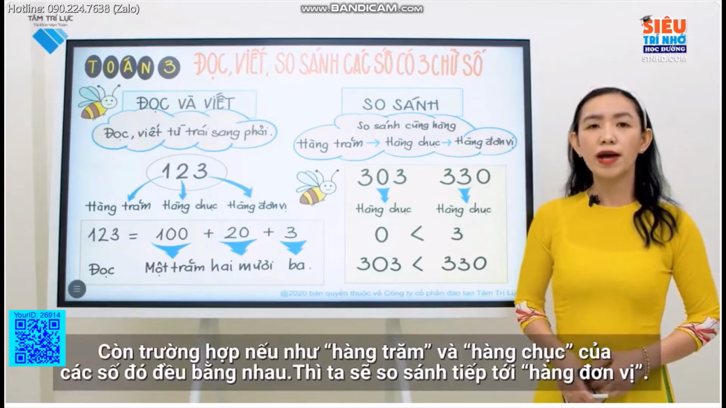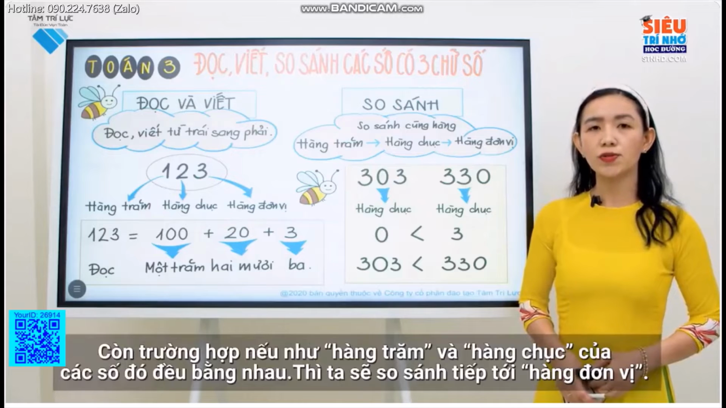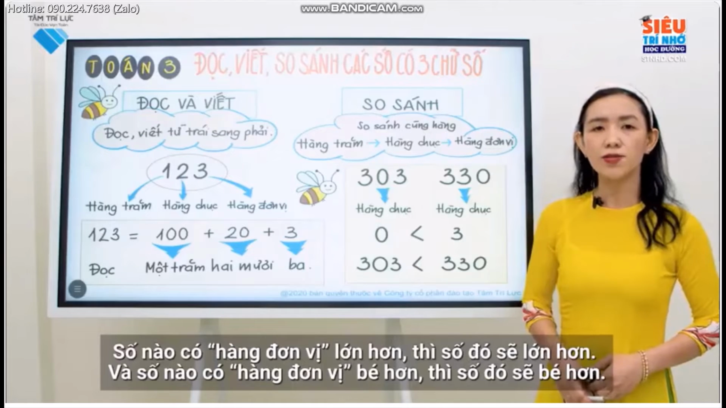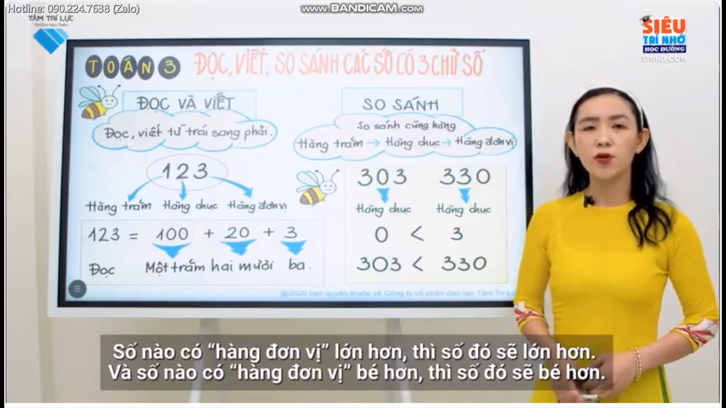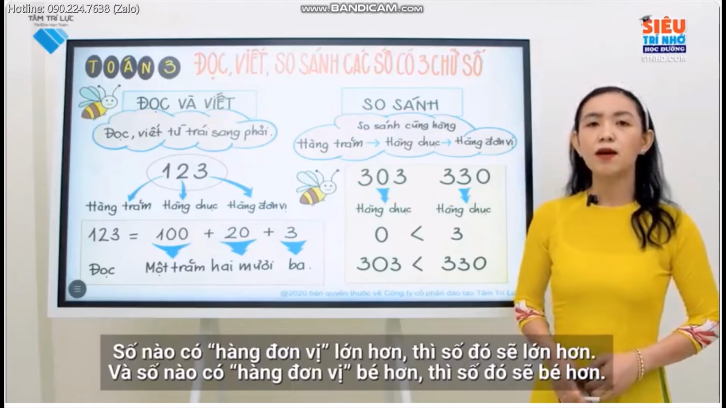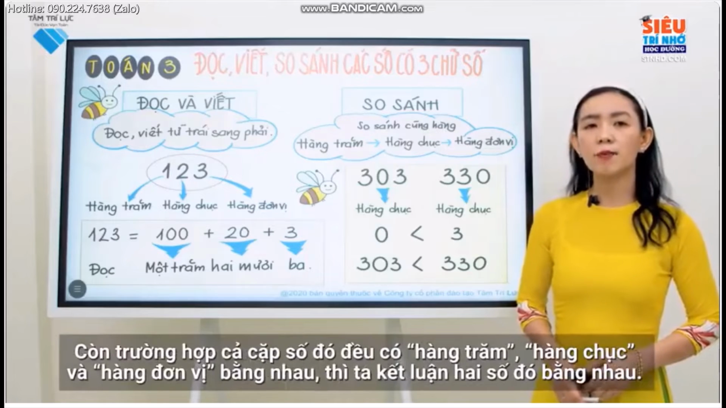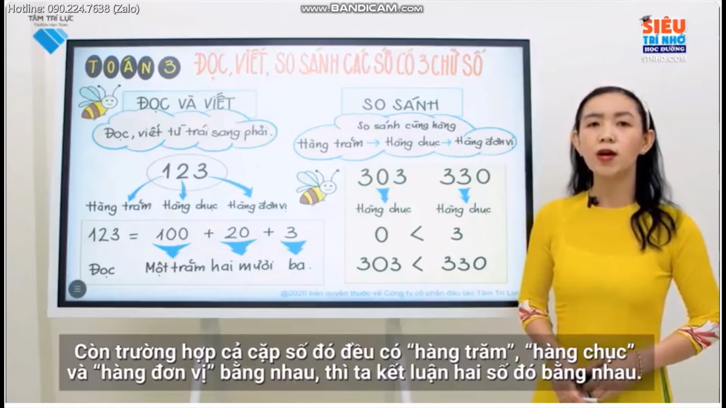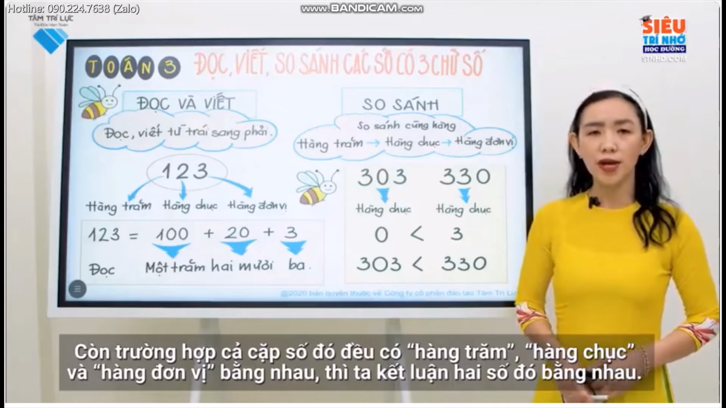If the hundreds and the tens of those numbers are equal, we compare the units. The number with a greater digit of the units is greater, and if the number has less units, then the number is less than. In the case that the pair of digits in the hundreds, in the tens, and in the units are equal, we conclude that two numbers are equal.